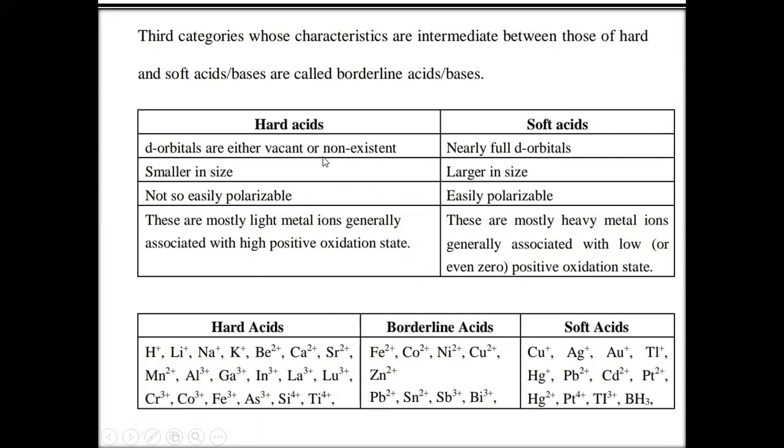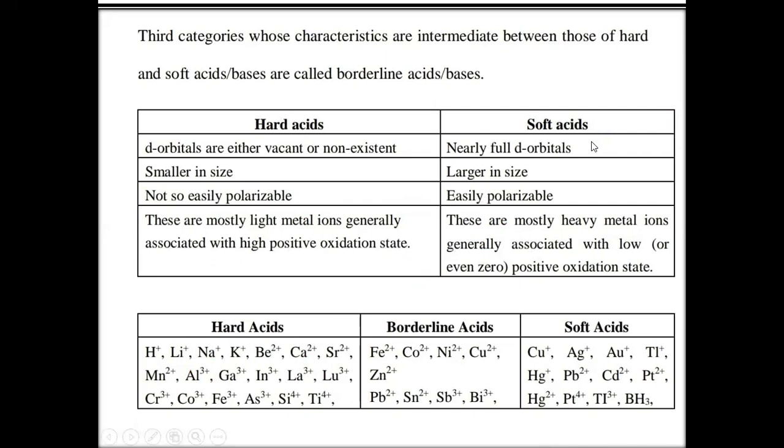Here, quite the opposite, you have full d orbitals. Hard acids are small in size, not so easily polarizable. The soft acids are large in size, and easily polarizable. Hard acid metals have a high oxidation state. The soft acid metal ions have a low oxidation state.